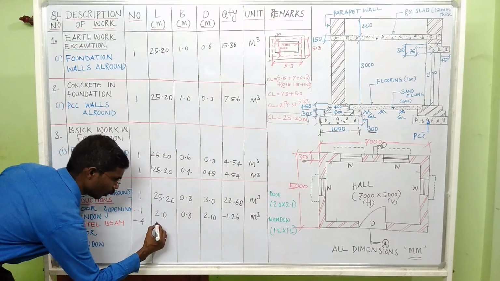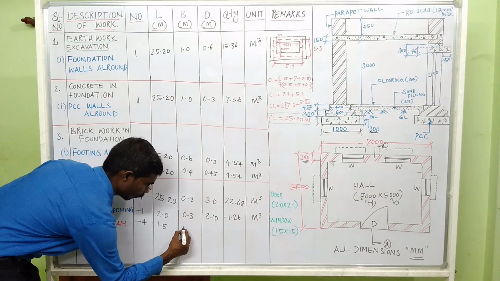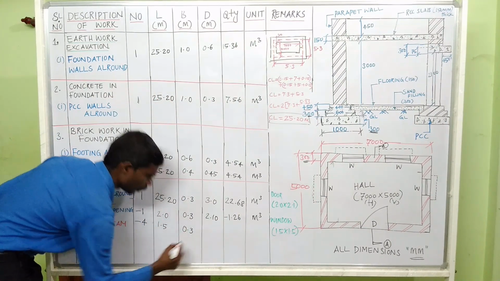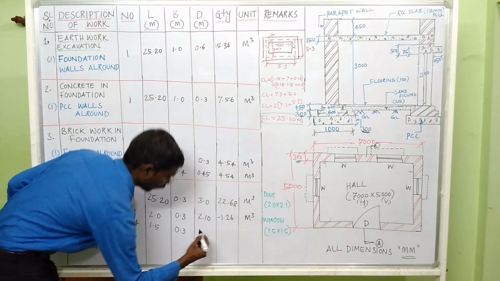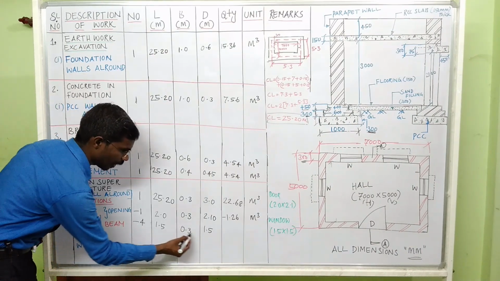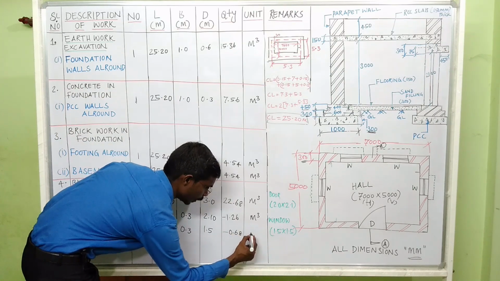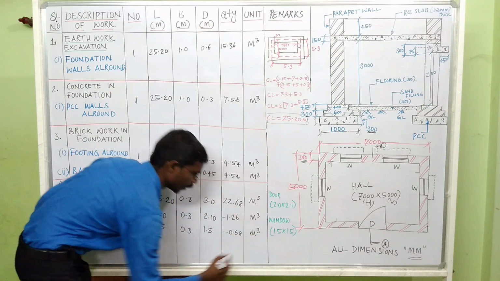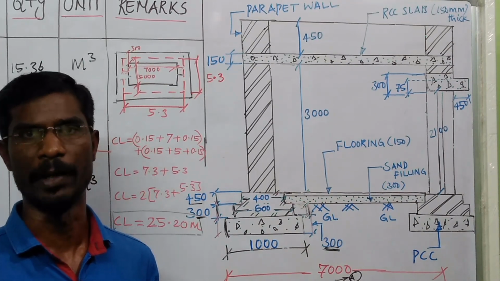So the length of the window is 1.5. The breadth means the thickness of the wall, 0.3. The depth means they given 1.5 for window opening. So calculate these 4 values, you will get the minus 0.68. It is also in terms of meter cube. How we have calculated the deduction for the doors and windows opening?